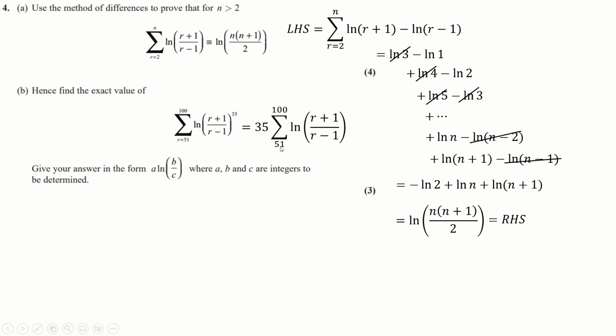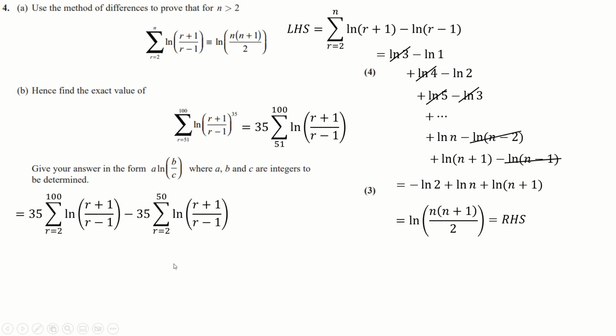Then, of course, we can say we have a result from 2 to n, not from 51 to n. So we can say this sum is the same as going from 2 to 100, and then taking away the result from 2 to 50. I think, because we'll get all the terms there, then we'll take away all of them up to 50, and we'll just have the terms from 51 to 100 left over.